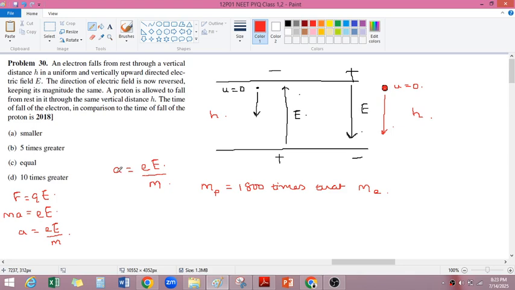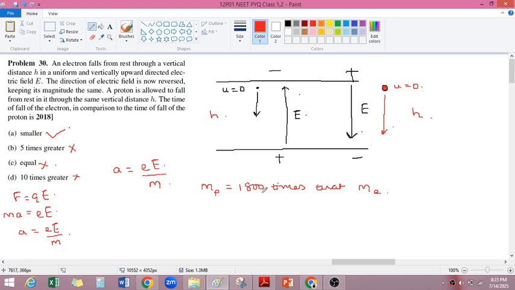So the time of fall of electron in comparison to the time of fall of the proton is smaller. Five times greater, 10 times greater, these two are greater, so both are wrong because it will fall quicker. Equal is also wrong. So you can directly say smaller is the right answer.